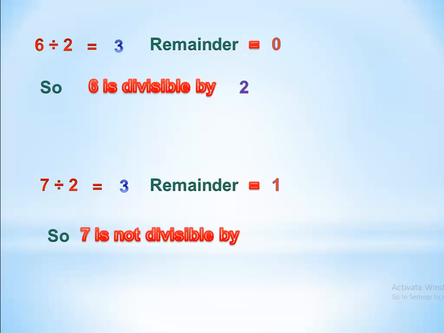What's the meaning of the word divisible? Divisible means we can divide this number by this number without a remainder. If it is not divisible, it means we have a remainder.